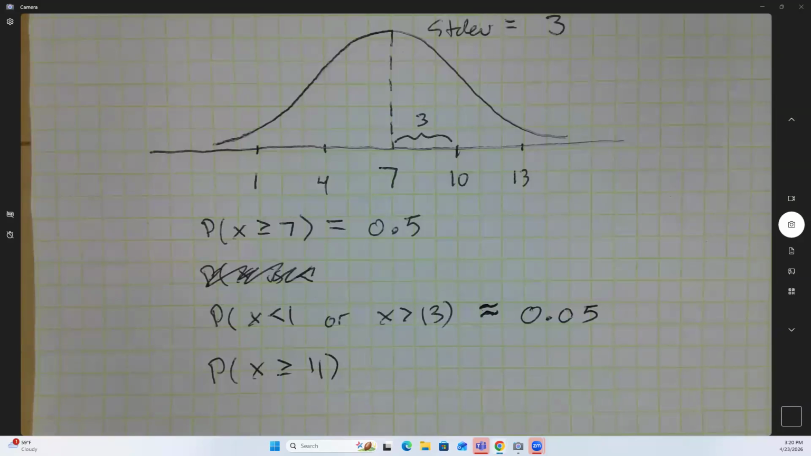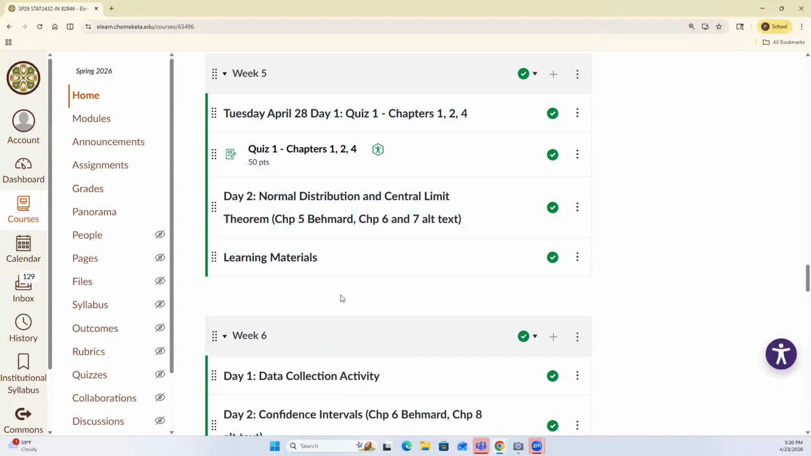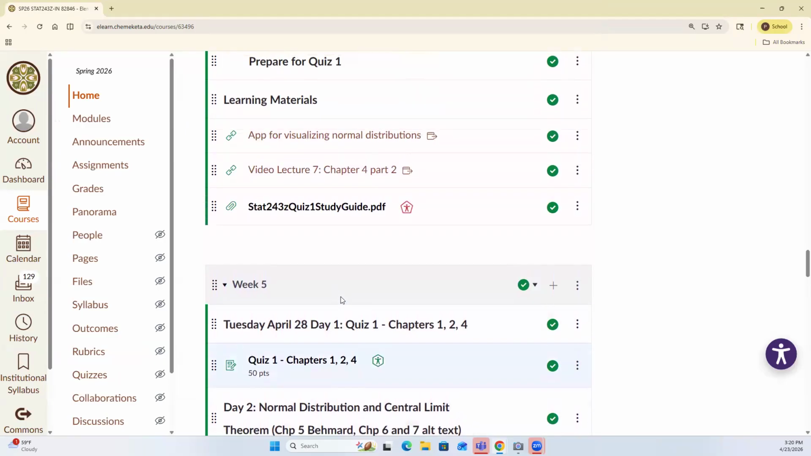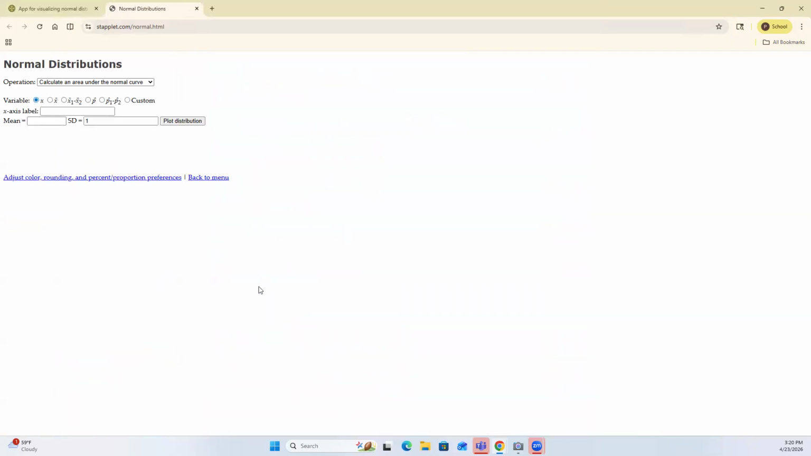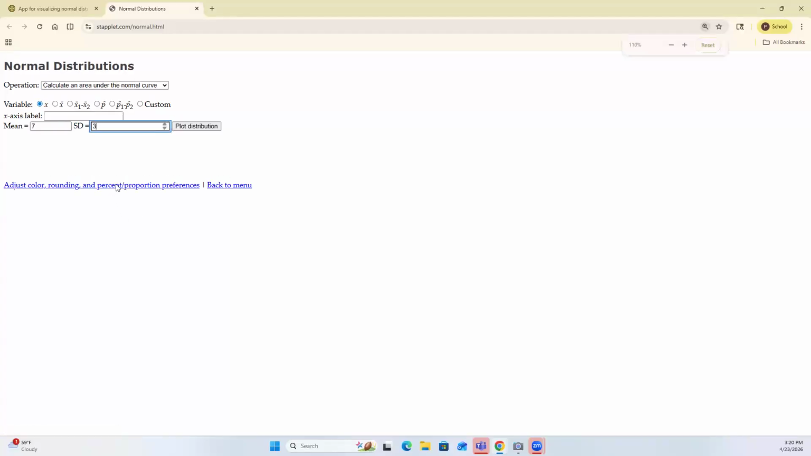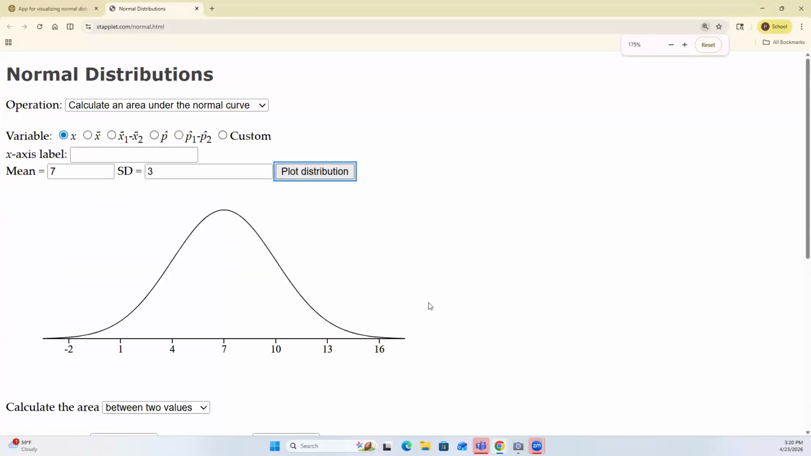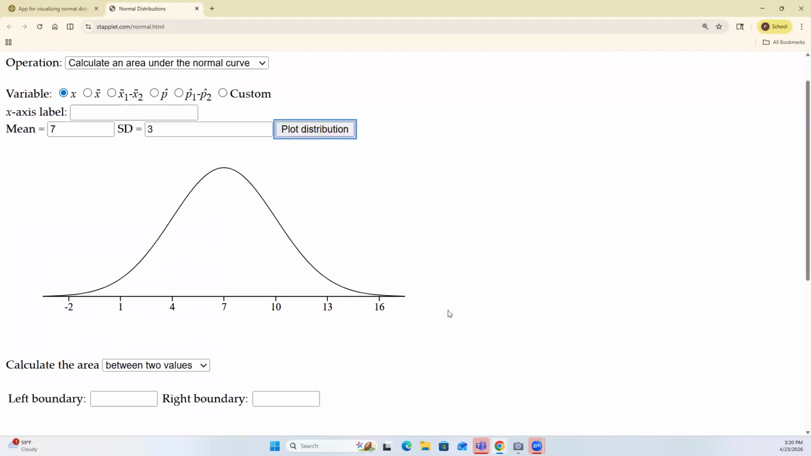you can come down here to week 5. Is it week 5? Week 4, because we're still in week 4, and you can click on this app for visualizing normal distributions. And it wants a mean. What did we decide our mean was? Yep, and it wants the standard deviation, which we decided was 3. Let me see if I can zoom in a little bit. Yeah. And there you go, we plotted it.